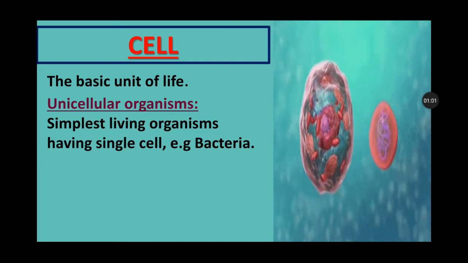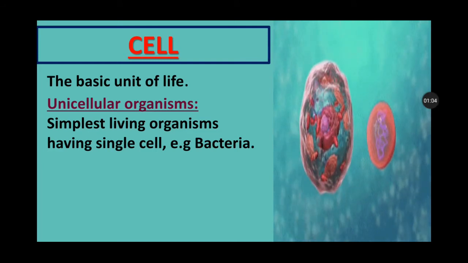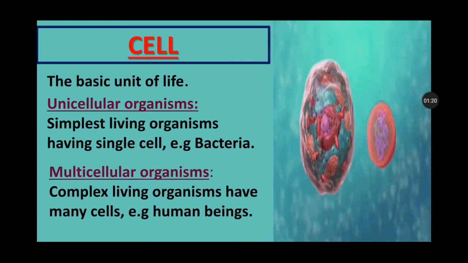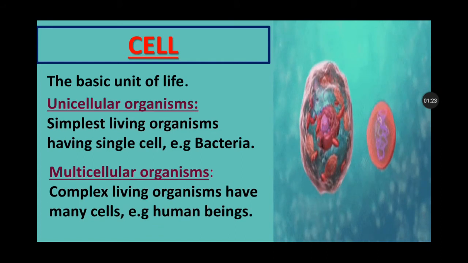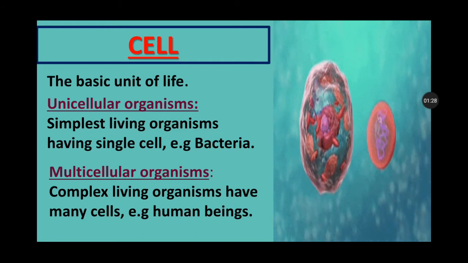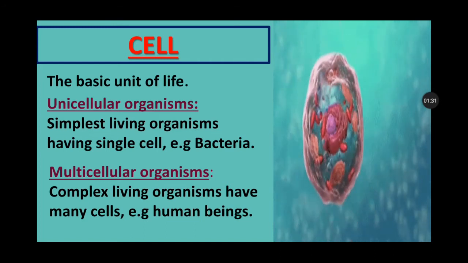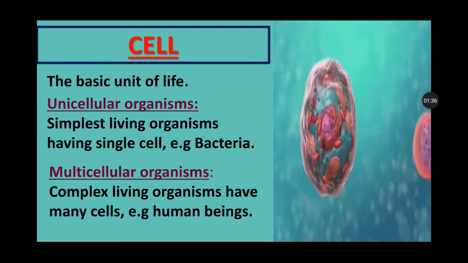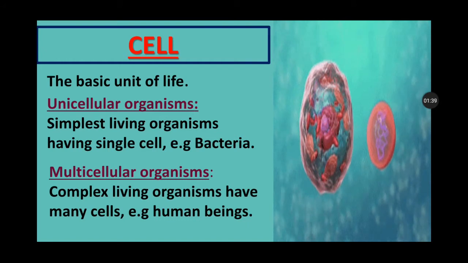It means that the body of this type of organism consists of only one single cell. So all the functions they are going to perform should be performed by that single cell. The other type of organisms are multicellular organisms. Basically, these are complex living organisms. They have many cells. These many cells combine together to perform different functions, or many of the cells combine to perform a simple or a single function. Its example is human beings.